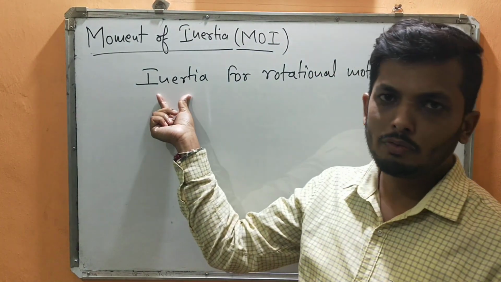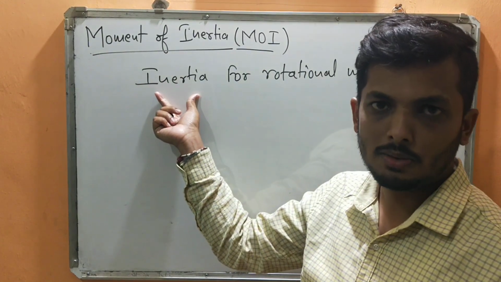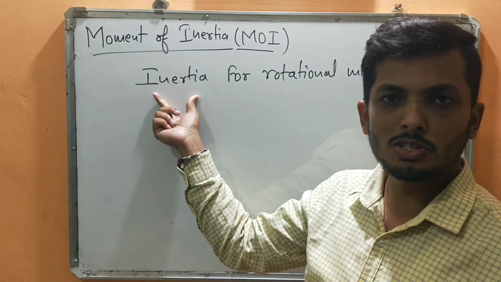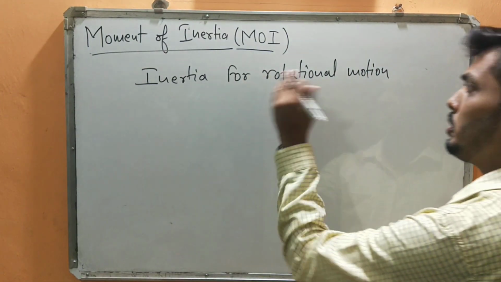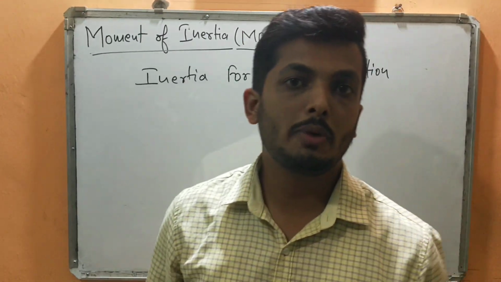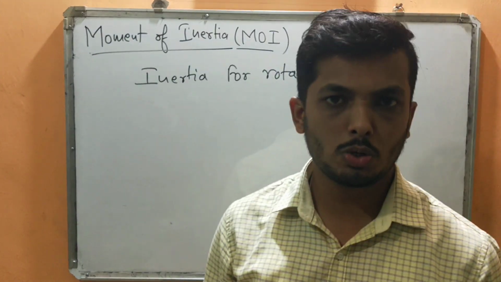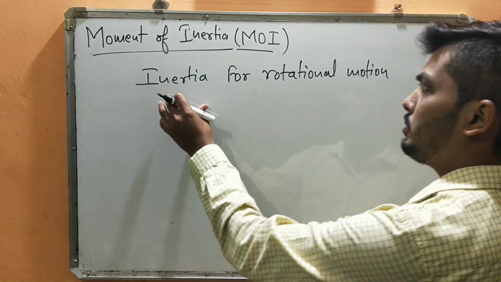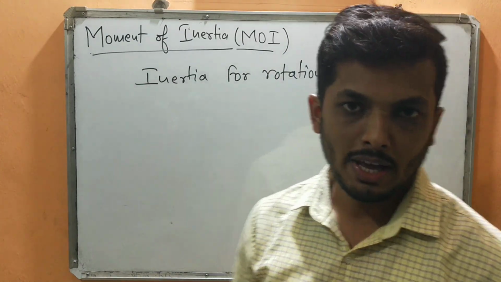It's an application of Newton's first law. What is inertia? Inertia is a measure of mass, or it is the resistance to the motion or to the state of rest. So inertia for rotational motion is called moment of inertia. This inertia you have studied in Newton's laws of motion. Now this same concept of inertia, if we apply it to rotational motion, is called moment of inertia.